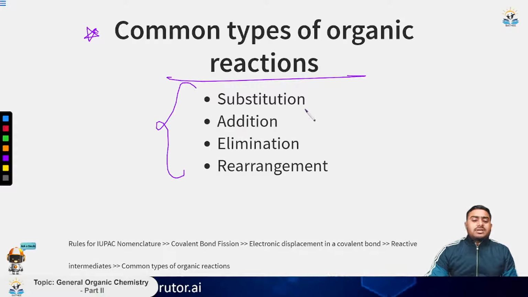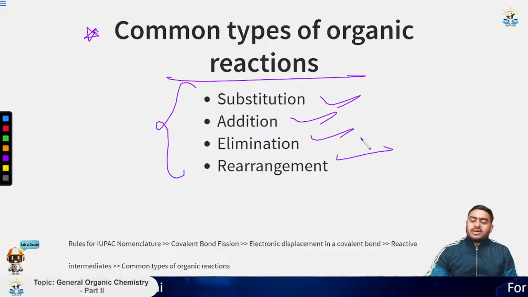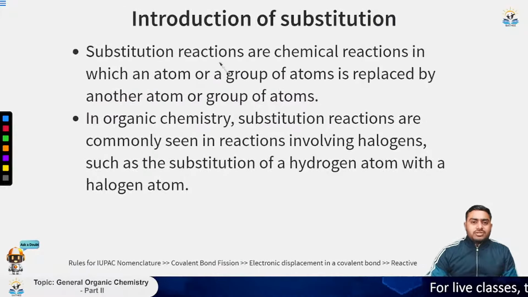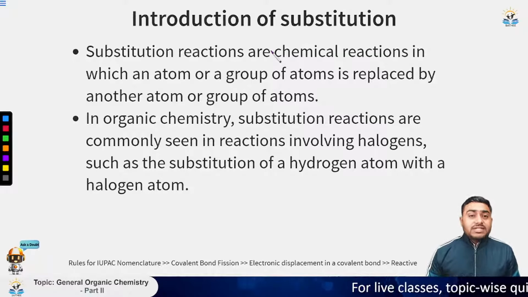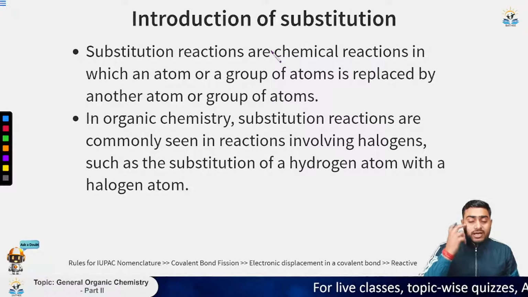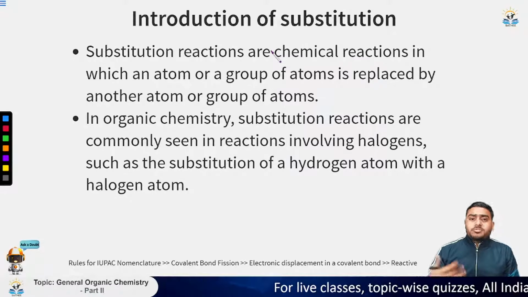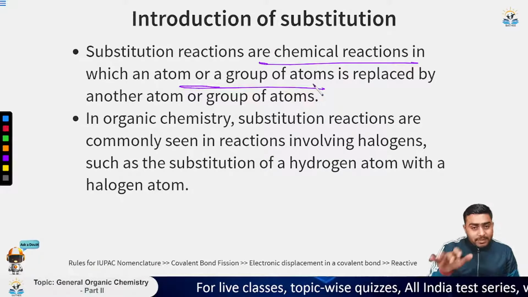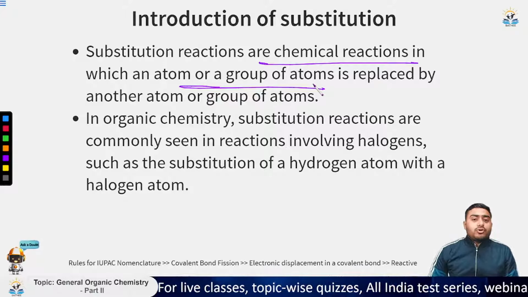So you can see substitution, addition, elimination, and rearrangement. So let's begin with the substitution reactions. Substitution means, like in the previous grades we have understood double displacement, displacement. Similarly, substitution reactions are chemical reactions in which an atom or group of atoms is replaced, is substituted by another atom or group of atoms.